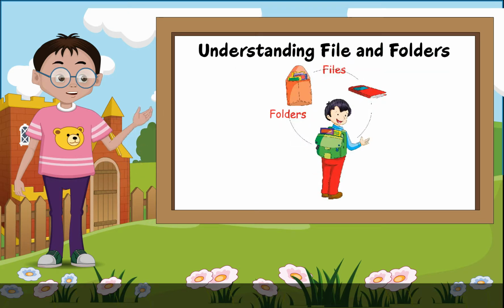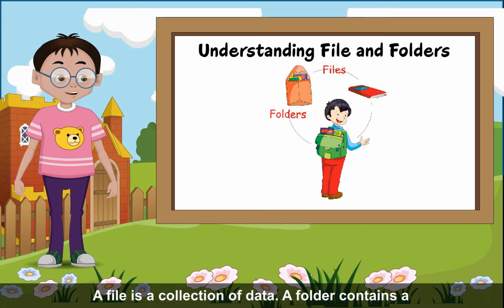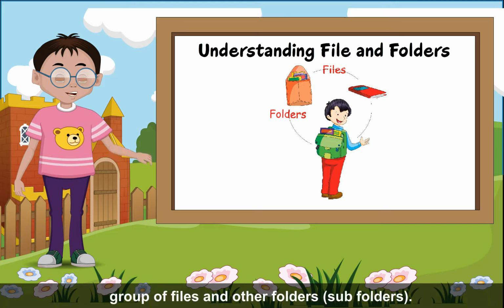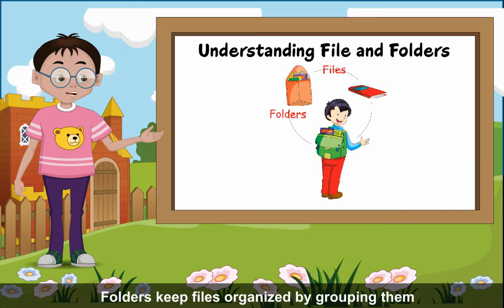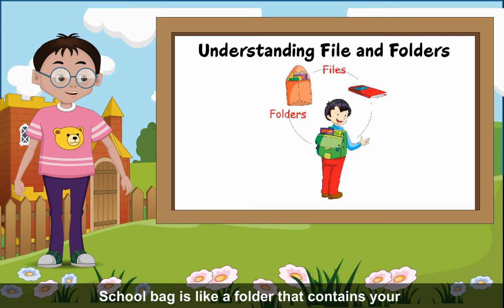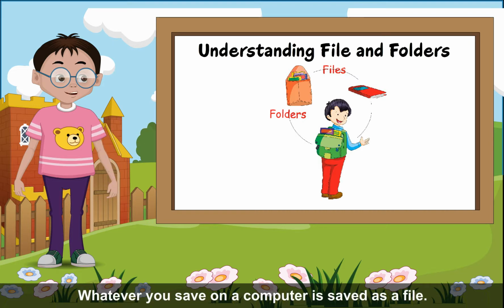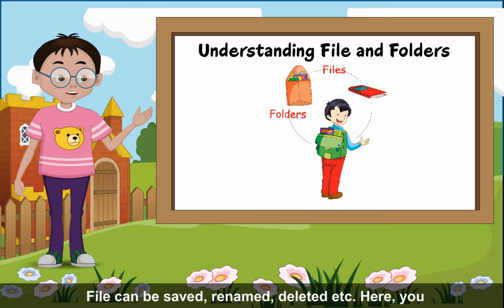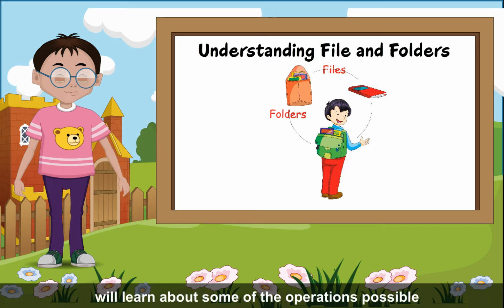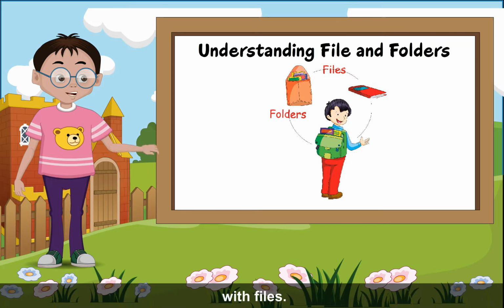Understanding file and folders. A file is a collection of data. A folder contains a group of files and other folders or subfolders. Folders keep files organized by grouping them together. School bag is like a folder that contains your school books, which are like files. Whatever you save on a computer is saved as a file. File can be saved, renamed, deleted, etc. Here you will learn about some of the operations possible with files.